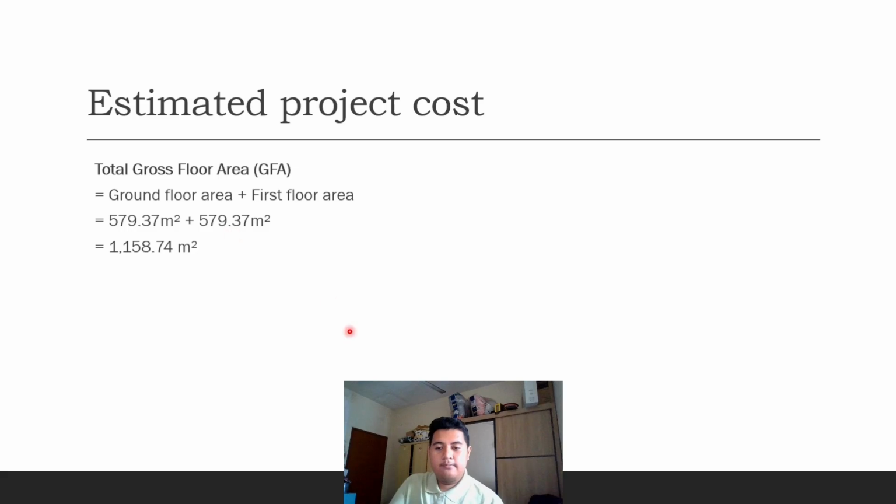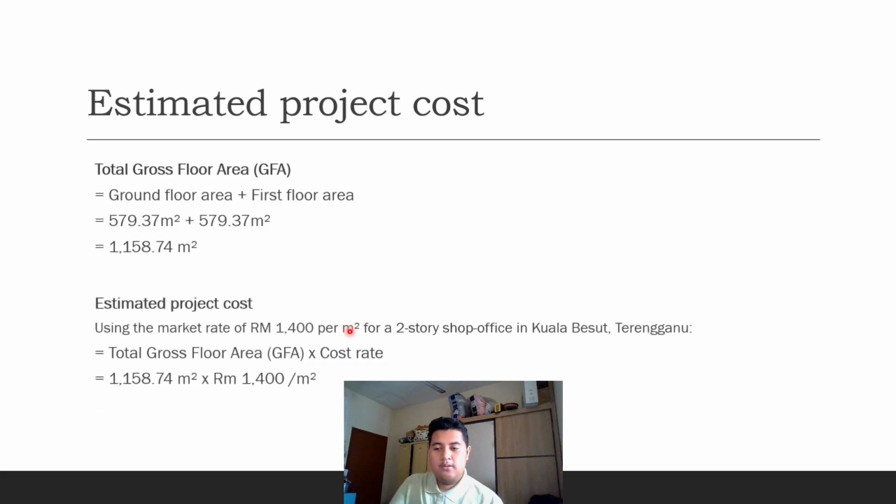And after that, we can get the estimated project cost. Using the market rate of 1,400 ringgit per meter squared that we got earlier for a two-story shop office in Kuala Besut, Terengganu, we get the estimated project cost as the total gross floor area times the cost rate. So we multiply the total gross floor area that we got earlier with the market rate of 1,400 ringgit per meter squared, and we get a total of 1,632,236 ringgit as our estimated project cost.